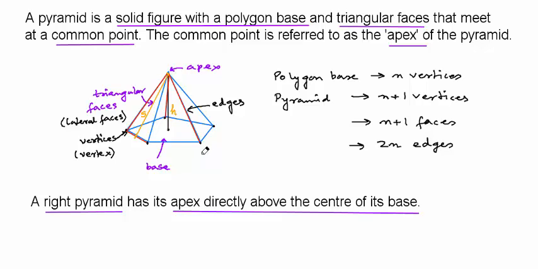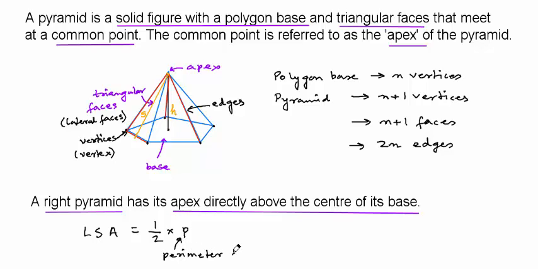The lateral surface area of a regular pyramid, that is a pyramid in which the base is a polygon with equal sides, is given by the formula: lateral surface area is equal to 1/2 times the perimeter of the base. So P stands for the perimeter of the base.